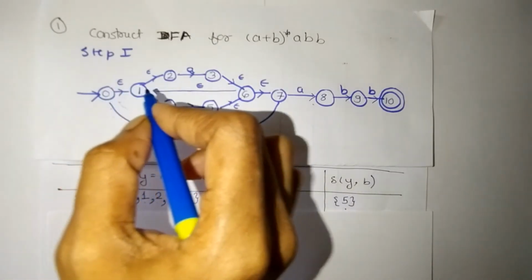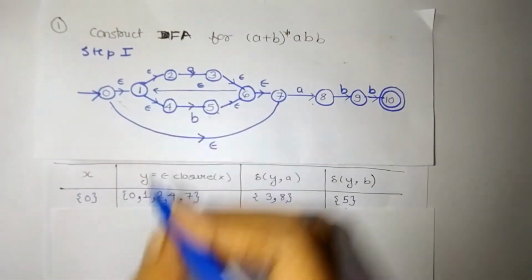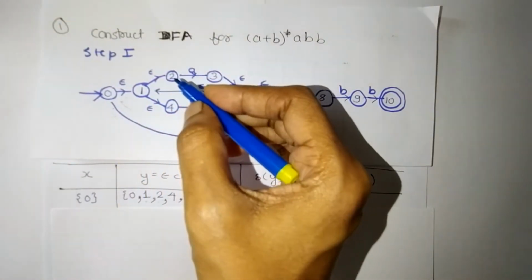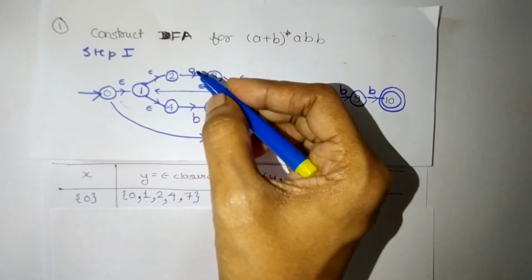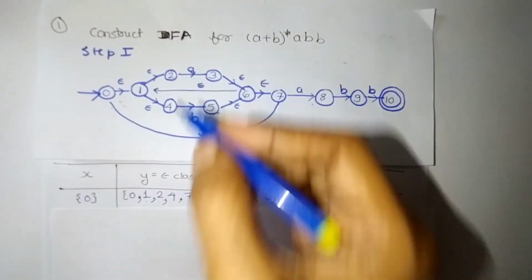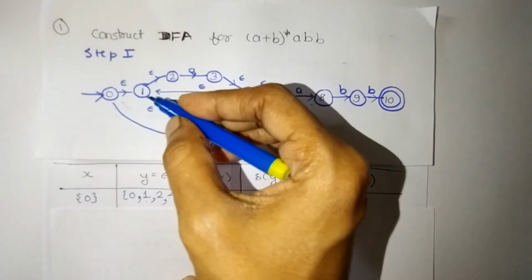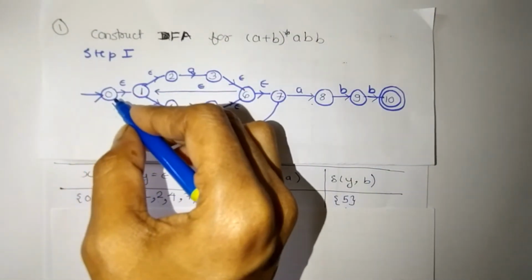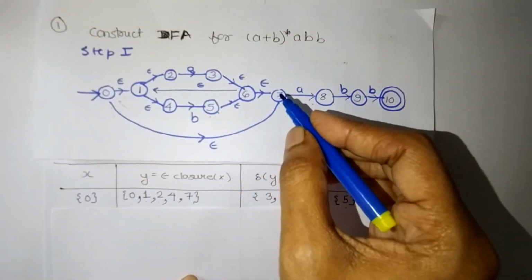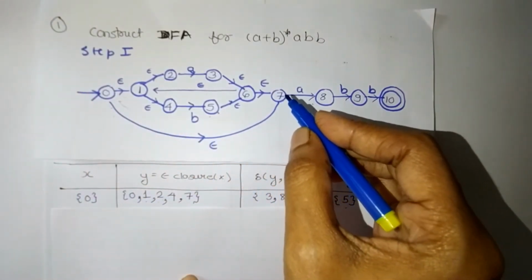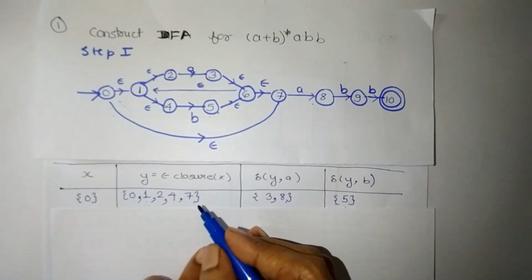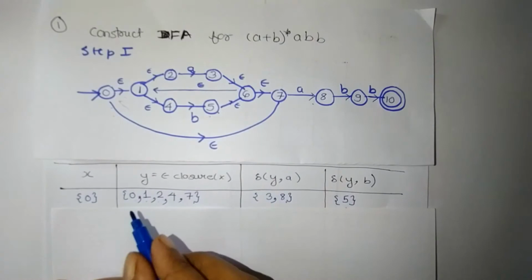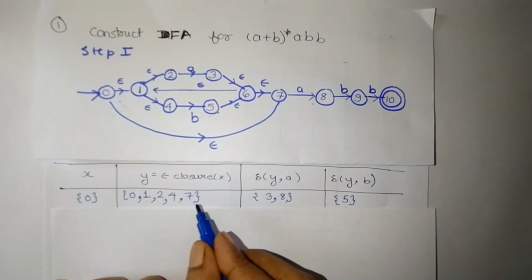From 0, you can go to 1, so we write 1. Then from 1, you can reach 2. You cannot move ahead from 2 because there is a transition on input alphabet a. So we include 2. From 1, you can also reach 4, so I include 4 here. From 0, you can also reach state 7 by epsilon. So we include 7. From 7, you cannot move ahead because there is a transition on a. So this is your epsilon closure for 0.